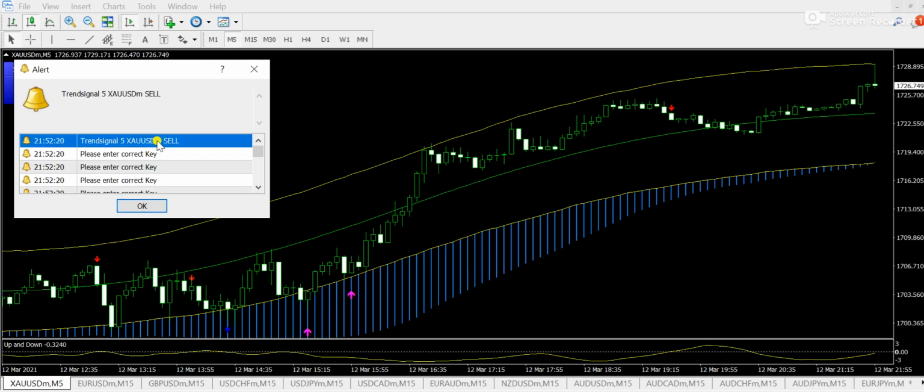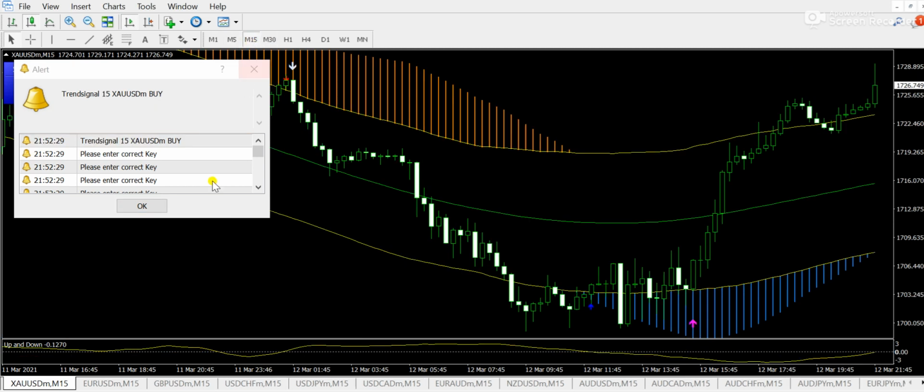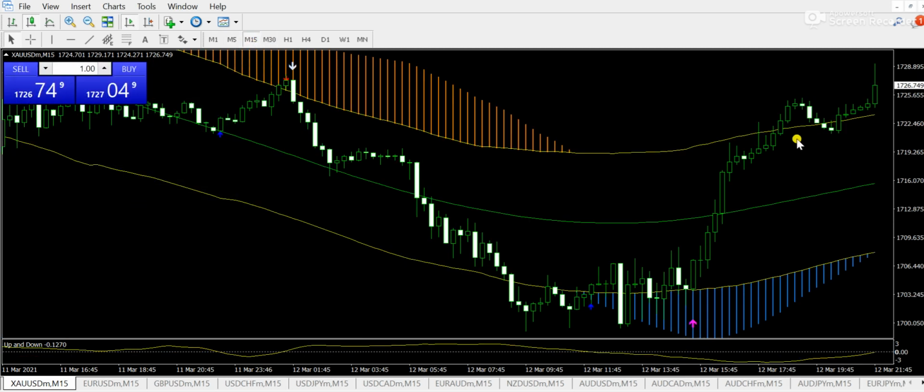For example, if I switch my chart to 5 minute on gold, then you will see the alert here showing what the last signal was. Now I'm going back to the 15 minutes again. So you will be getting the alerts in the form of alerts from the arrow indicator. The arrow indicator is the one that gives the alerts.